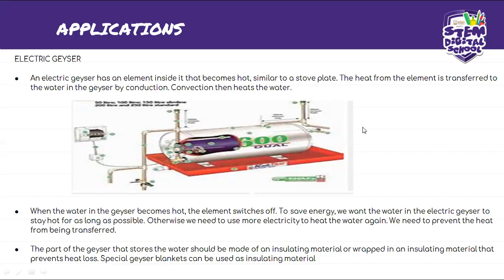so that the whole water body will be heated up. When the water in the geyser becomes hot, the element switches off. To save energy, we want the water in the electric geyser to stay hot for as long as possible. Otherwise, we need to use more electricity to heat water again. So therefore, we need to prevent the heat from being transferred.